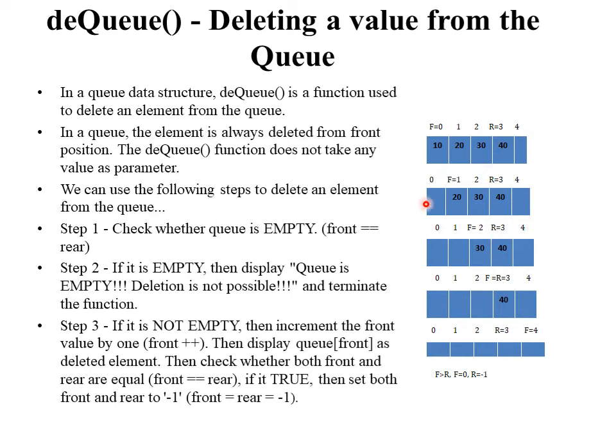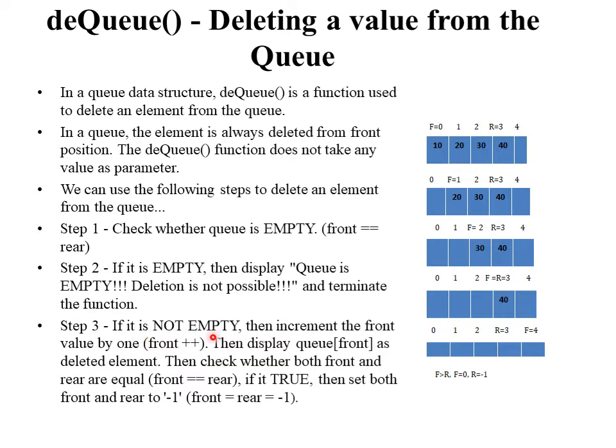Before deleting, what should I see? If it is empty, can I delete the element? No. For that reason, I should check whether items are there in the queue or not. So check whether the queue is empty: front equals to rear. When front equals to rear, the queue is empty. Deletion is not possible, and terminate the function.